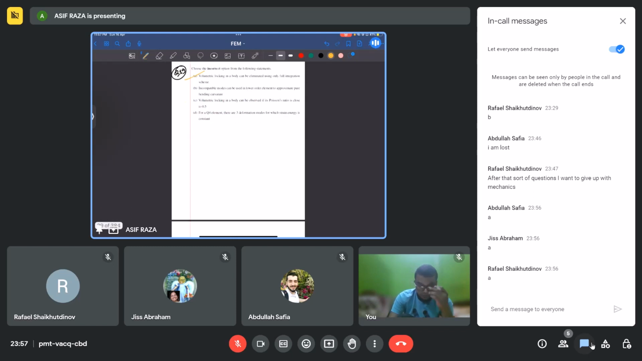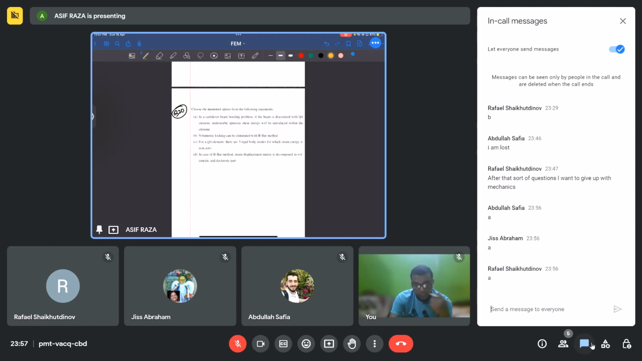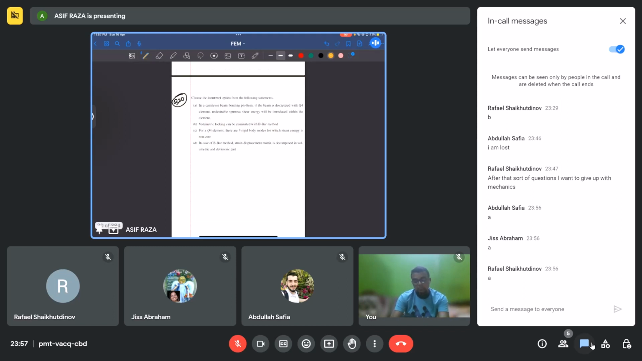So let's move on to the last question for today's session. Choose the incorrect option from the following statements. In a cantilever beam bending problem, if the beam is discretized with Q4 element, undesirable spurious shear energy will be introduced within the element. Second statement is volumetric locking can be eliminated with the B bar method. Third statement, for a Q4 element, there are three rigid body modes for which strain energy is non-zero. And fourth statement is in case of B bar method, strain displacement matrix is decomposed in volumetric and deviatoric part.